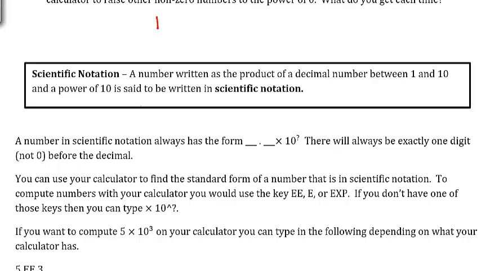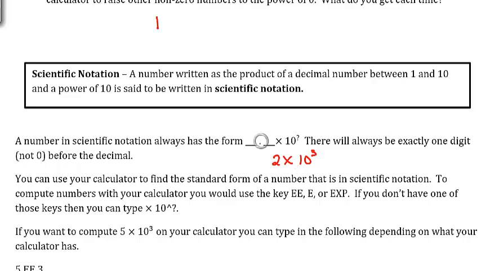And so now, definition of scientific notation: a number written as the product of a decimal number between 1 and 10, and a power of 10 is said to be written in scientific notation. And so a number in scientific notation always has this form. So there will be some non-zero number, and then a decimal point, and then there may be some other stuff. You could just have 2 times 10 raised to some power. So this is written in scientific notation.